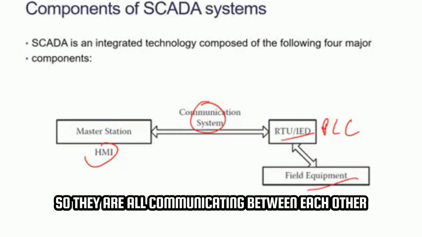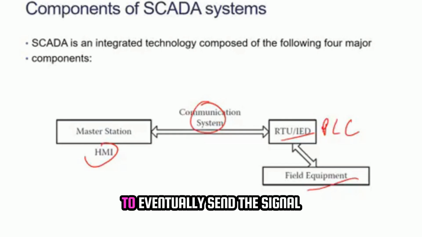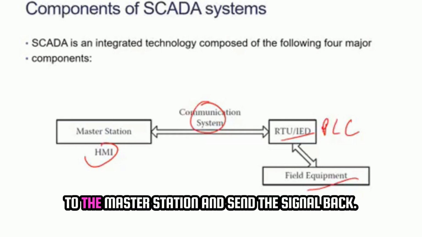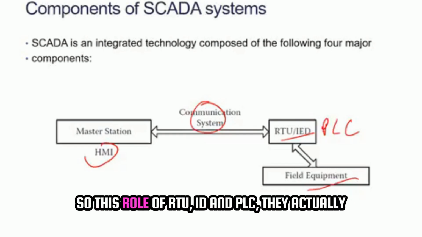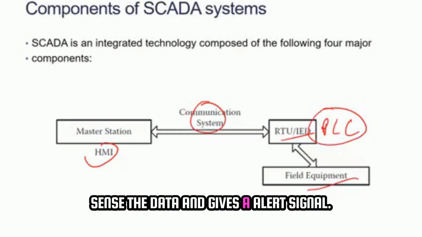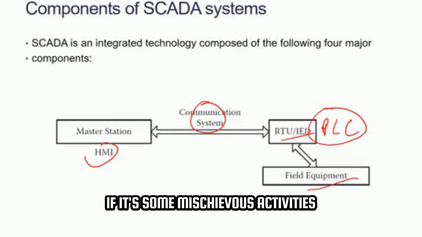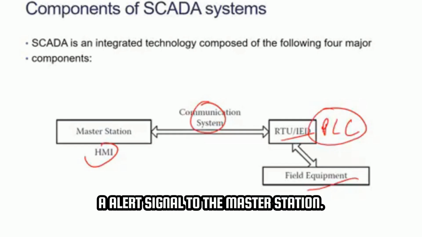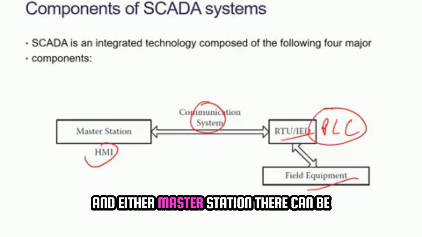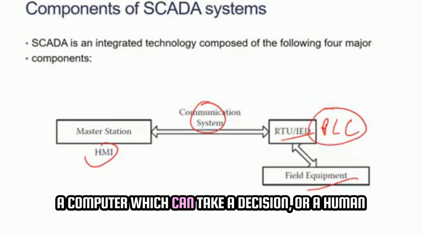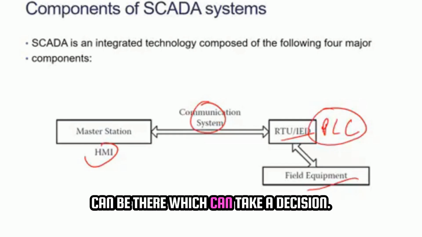They are all communicating with each other to eventually send the signal to the master station and send the signal back. The role of the RTU, IED and PLC is to sense the data and give an alert signal. If everything is fine, they will be idle. If some mischievous activity is observed, they immediately give an alert signal to the master station, where a computer can take a decision, or a human can.